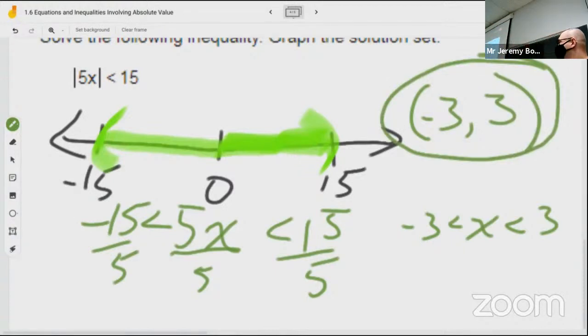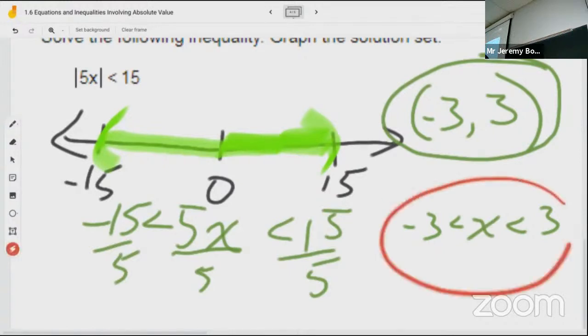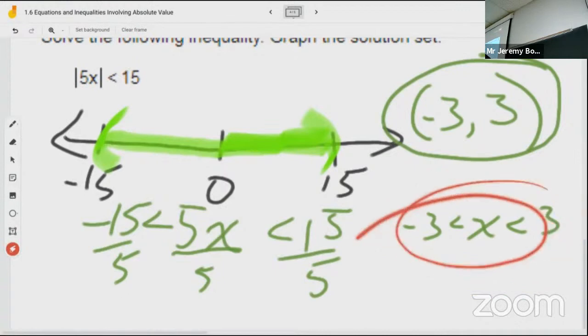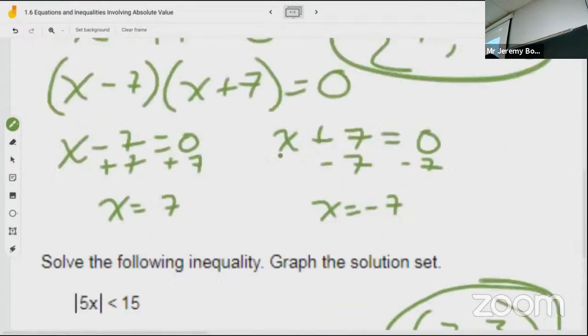Any questions on that one? If you struggle going from this to the interval notation, or if you have any difficulty, I keep saying struggle, but you don't have to struggle a lot. If you just have to think hard about it, you can always do a number line. It really helps anytime you have problems with that.